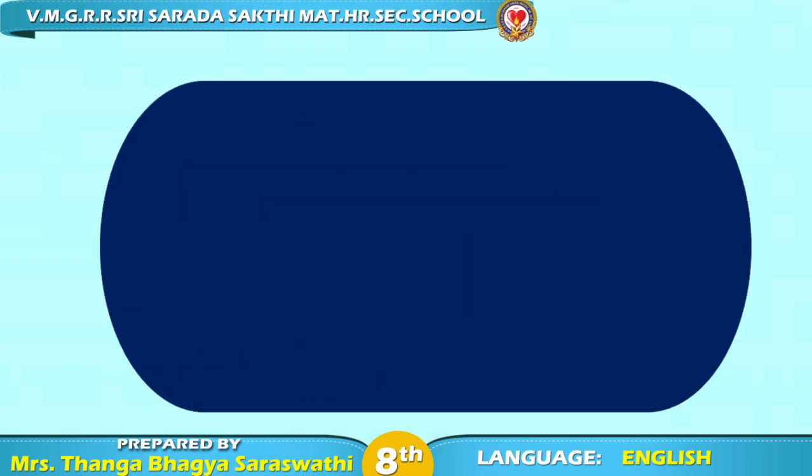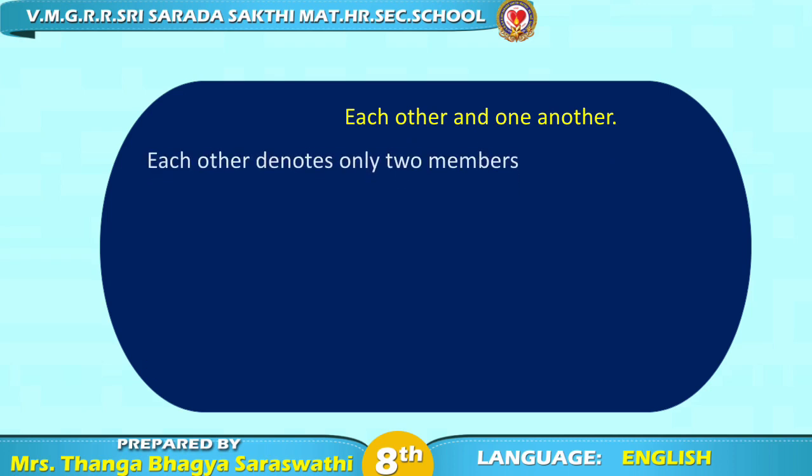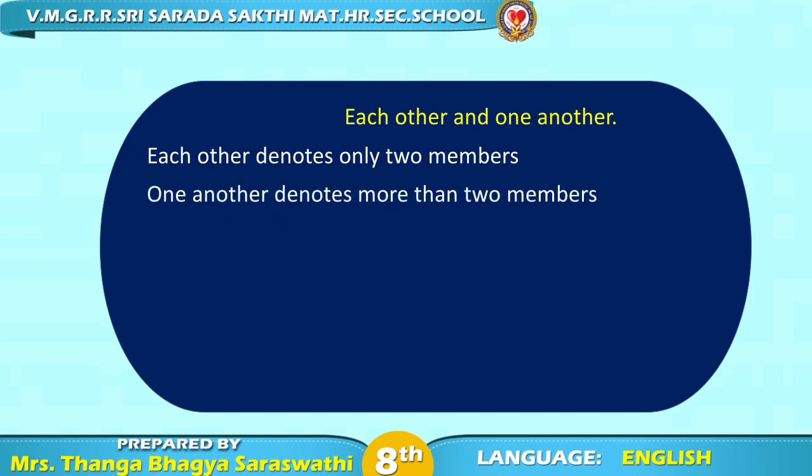Let us have the example. So here each other and one another are called reciprocal pronouns. Each other and one another. Each other denotes only two persons, but one another denotes more than two persons.